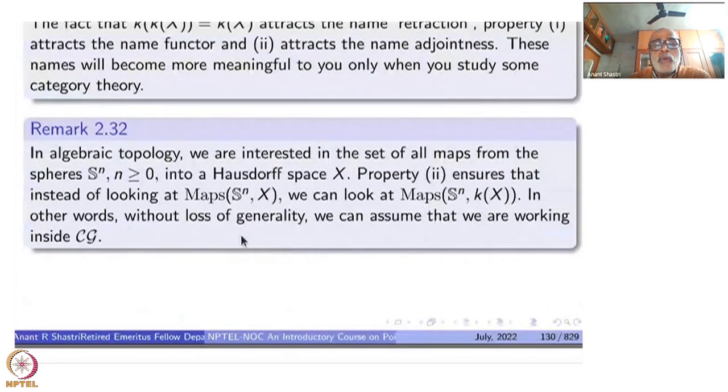Now, finally, I want to come to one very important use of this idea, namely this functor K, namely compactly generatedness. In the study of algebraic topology, one of the central things that we do is study maps from compact spaces into some space, especially from the spheres. All the spheres are compact. The set of all maps from the sphere into X, all maps from sphere cross closed interval into X, these are of prime importance in algebraic topology.